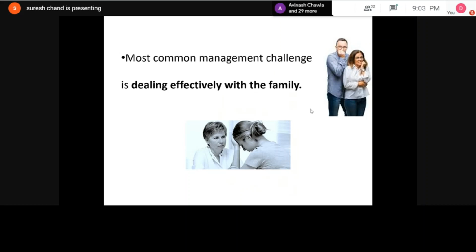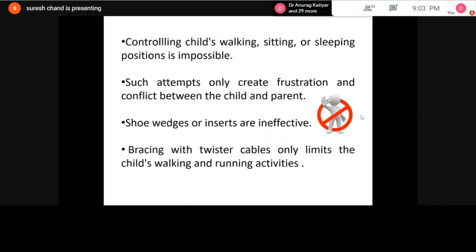And the most common challenge is dealing effectively with the family, because parents are very apprehensive regarding the deformity, and they sometimes don't agree that it will get corrected without doing anything. Controlling the child's walking, sitting, or sleeping position is impossible. We all know children are walking around, running around, jumping, they are naughty. Such attempts are only frustrating, and they create conflict between child and parent.